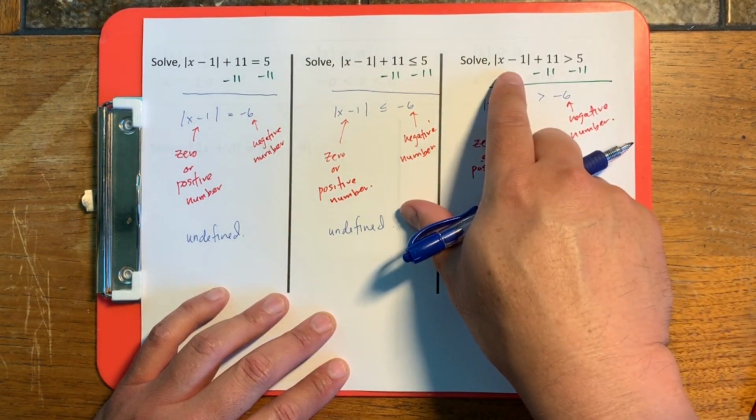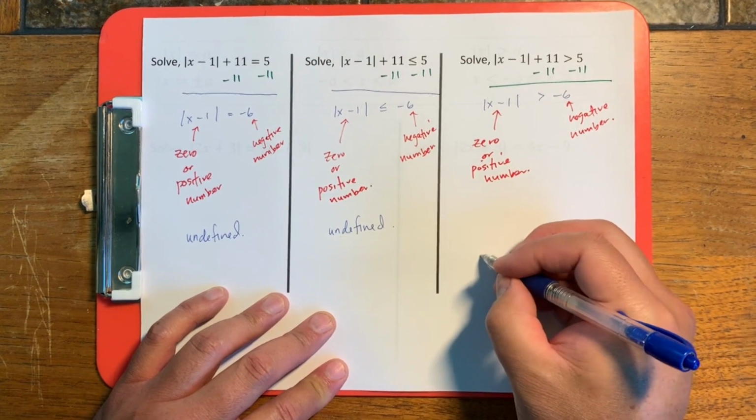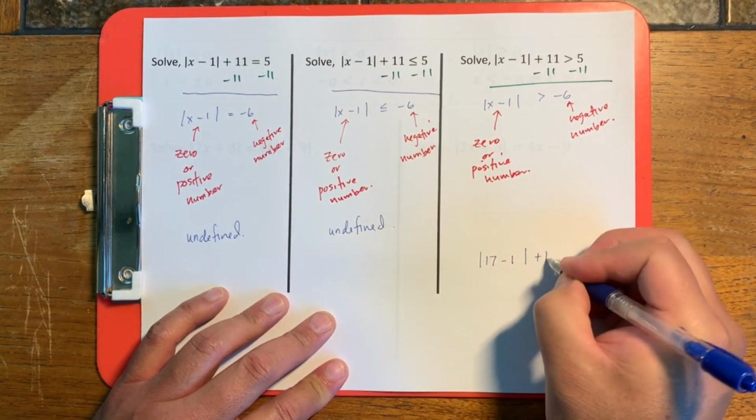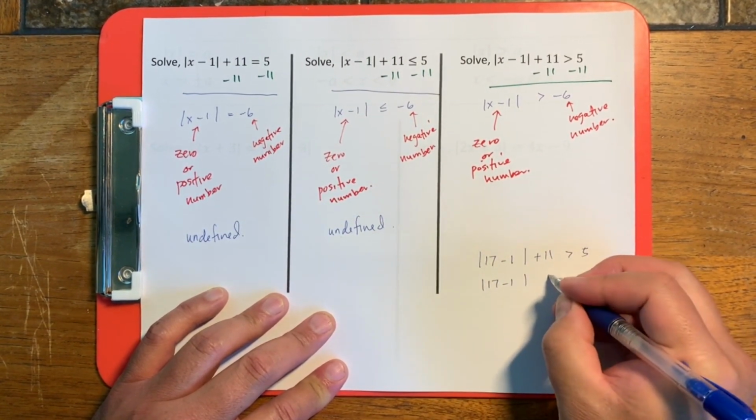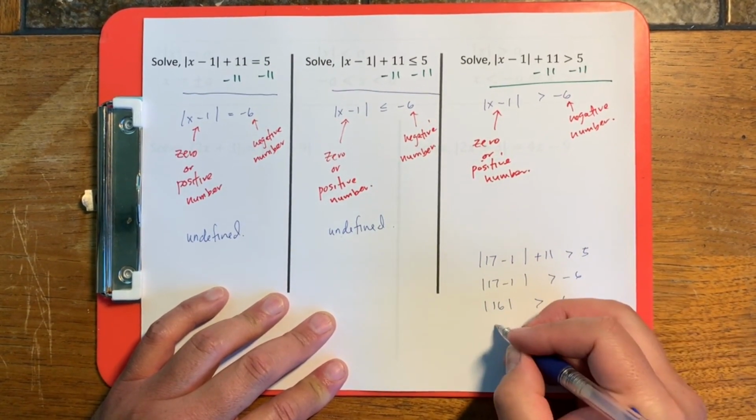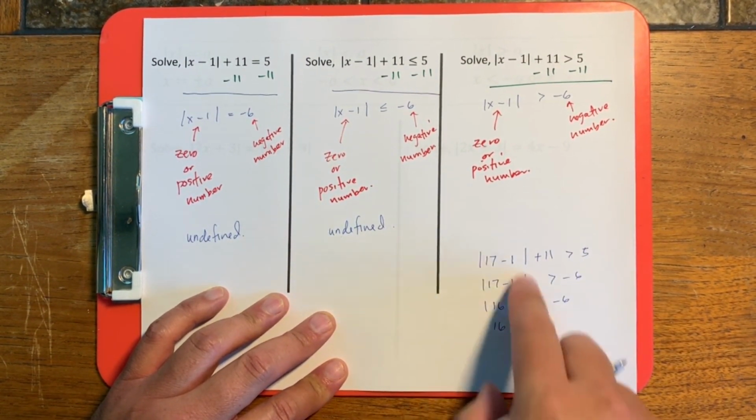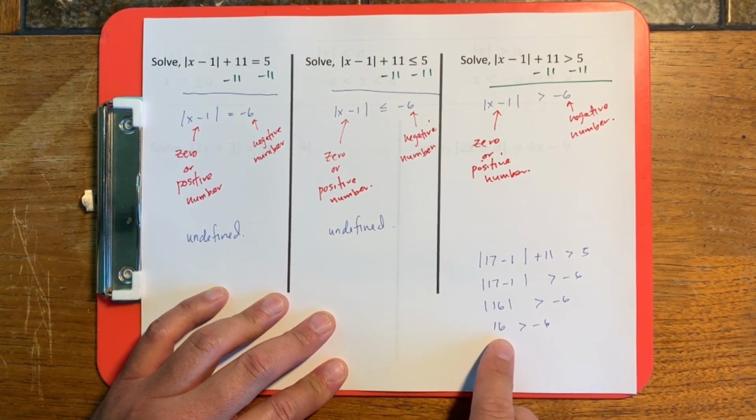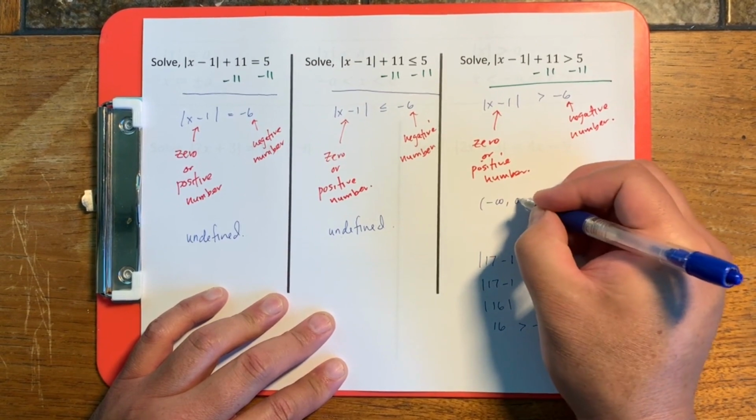So in this case, any number I put in here will fulfill this equation. We'll make a true statement. Pick any number you want. Let's say 17, just for kicks. Let's just put 17 in there. You can see that any number that we put in here will give us something positive, at worst 0, and that'll always be bigger than a negative number. So since any number works, our answer is negative infinity to infinity.